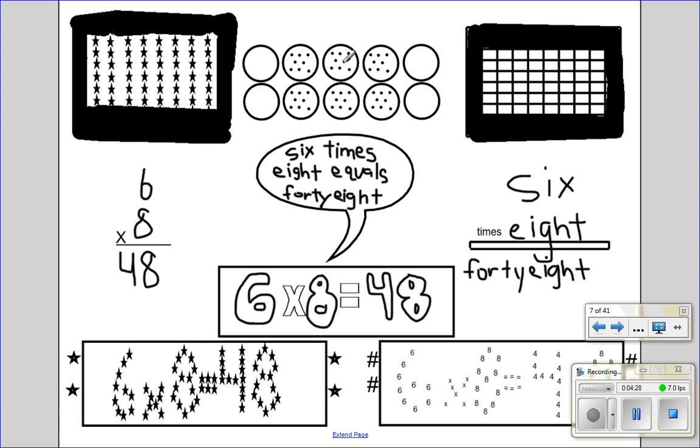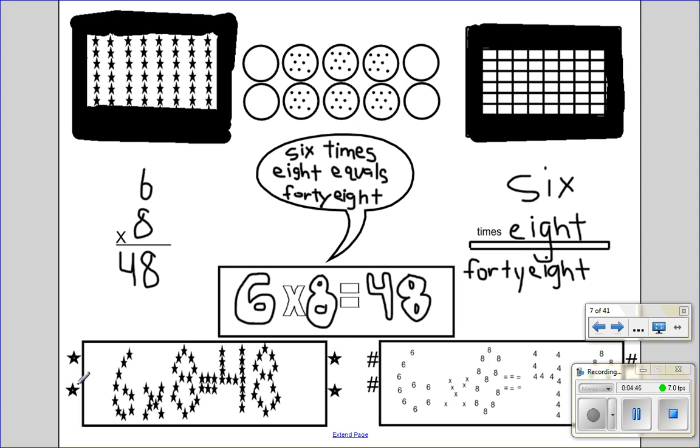Up here, you want to take 6 of the circles and put 8 in each one. In this one, excuse me, you want to have 6 rows of 8. In here, you want to write it in words. Over here, you want to write the traditional fact. Over here, and you can see, this is in words written out. These are in bubble letters. The tricky ones are down here.